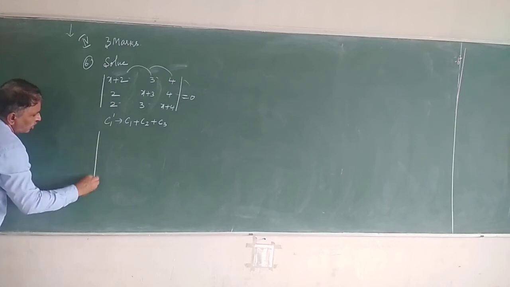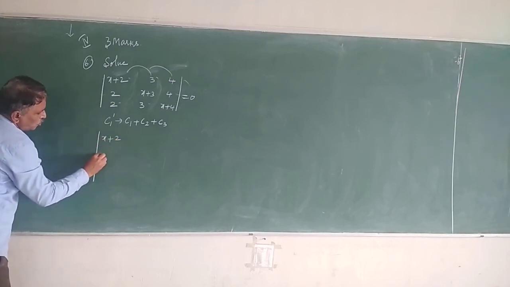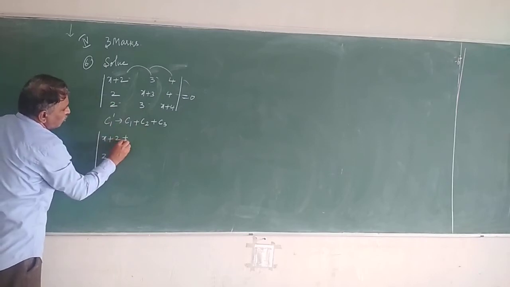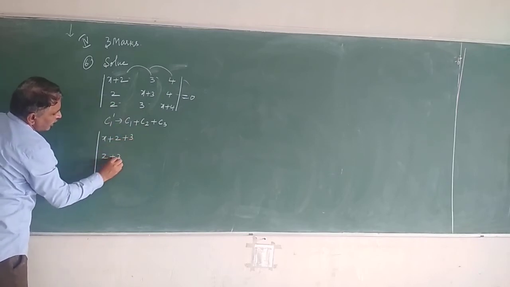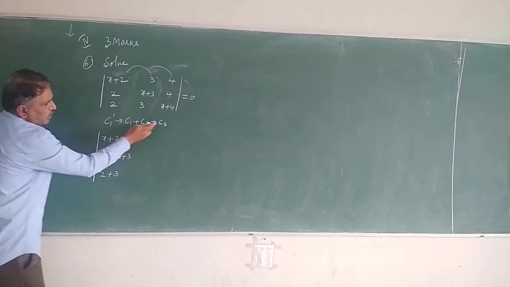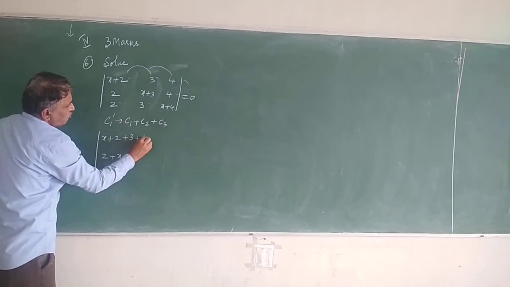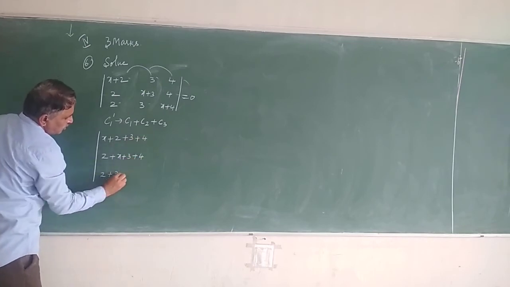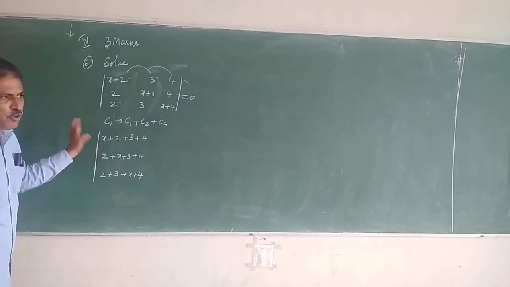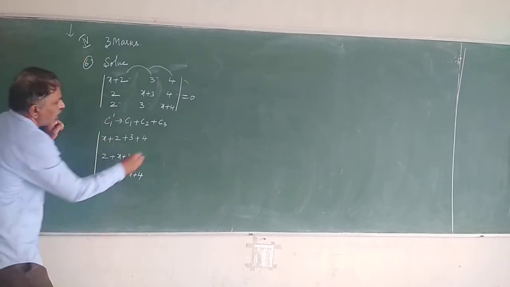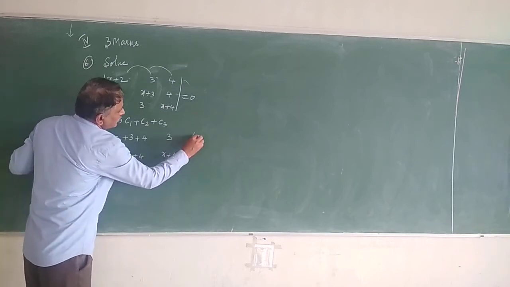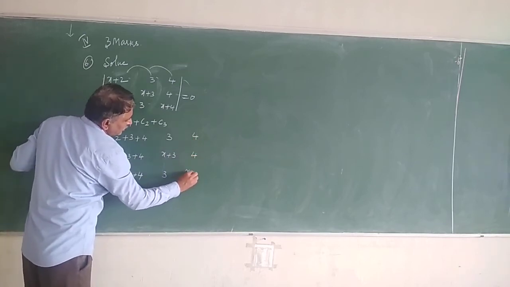What is the first column? x plus 2. For this I am adding the second column, 3, and the third column, 4. I am changing only the first column. I am not changing anything else. That means I keep the second column as well as the third column as it is.